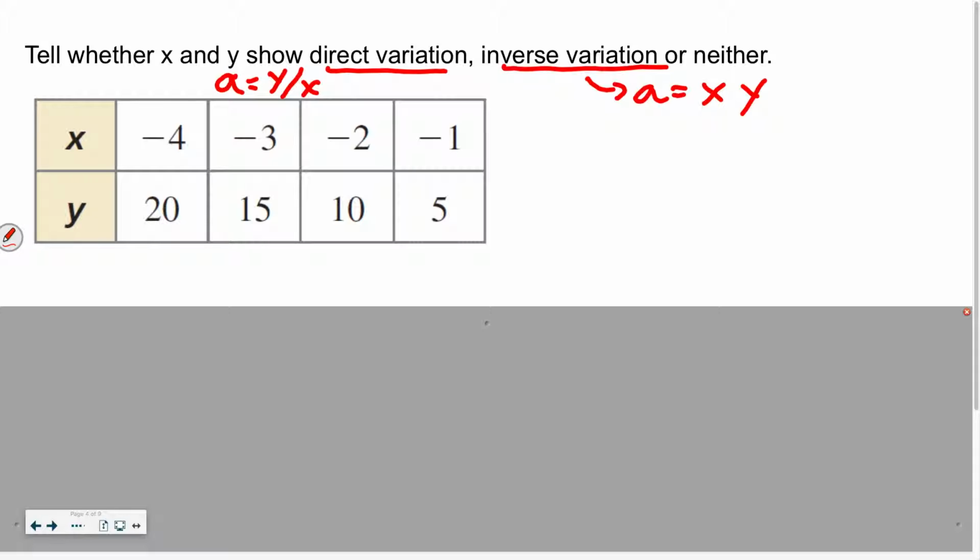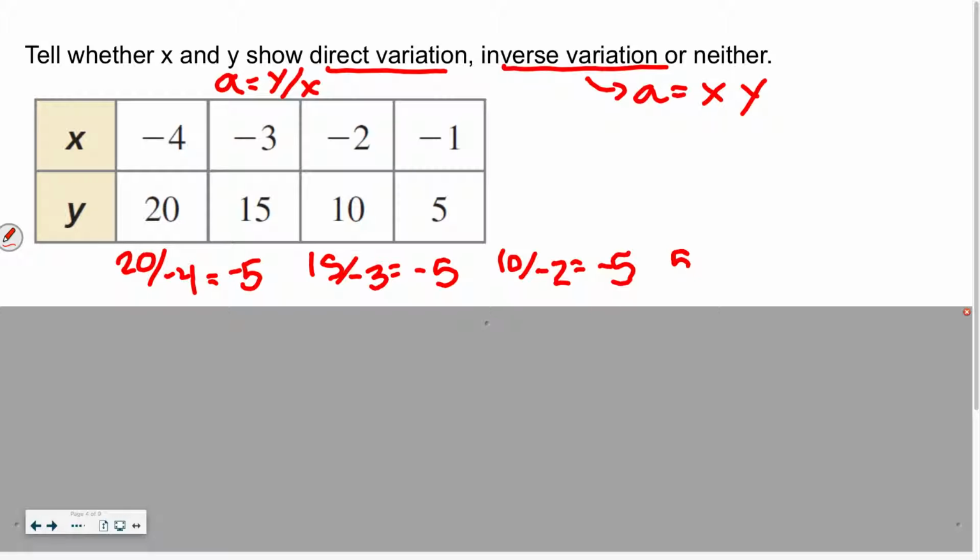But if I'm checking my y's versus my x's, 20 divided by -4 is -5. 15 divided by -3 is -5. So is it y divided by x equals -5? Yep. So 10 divided by -2 is -5. 5 divided by -1 is -5. So what Lexi said, y divided by x is -5. That means a is -5.